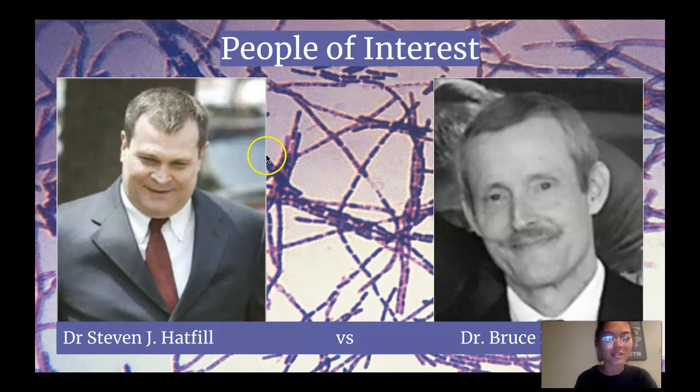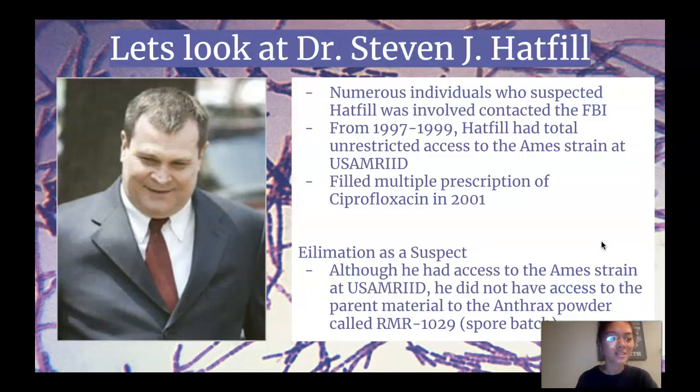So here are the people of interest that were investigated by the FBI. So first we have Dr. Stephen J. Hatfield and Dr. Bruce E. Ivins. So first let's look at Dr. Stephen J. Hatfield. So he had numerous individuals who suspected him to be the perpetrator for the mailing, and they actually contacted the FBI to show their concern.